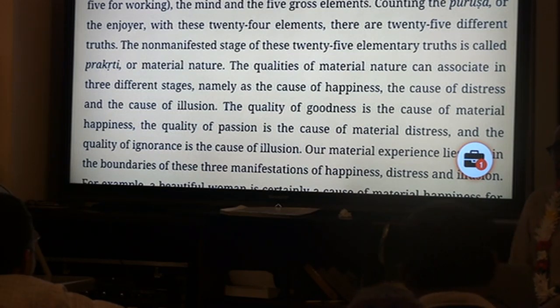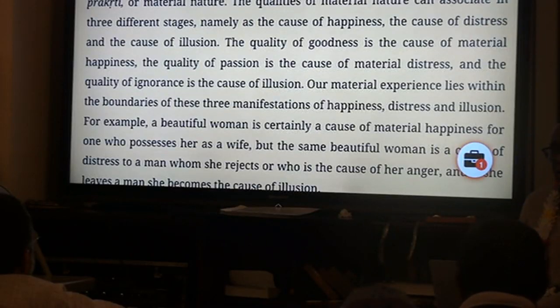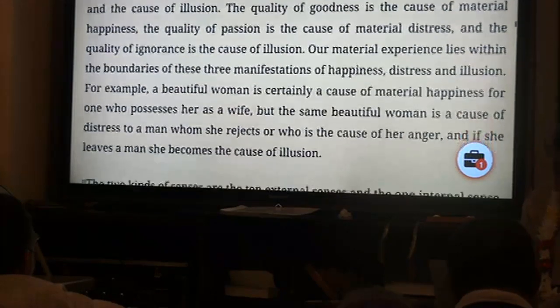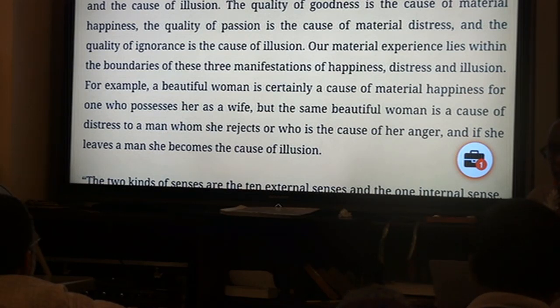The qualities of material nature can be associated in three different stages, namely as the cause of happiness, the cause of distress, and the cause of illusion. The quality of goodness is the cause of material happiness. The quality of passion is the cause of material distress. And the quality of ignorance is the cause of illusion. Our material experience lies within the boundaries of these three manifestations of happiness, distress, and illusion.